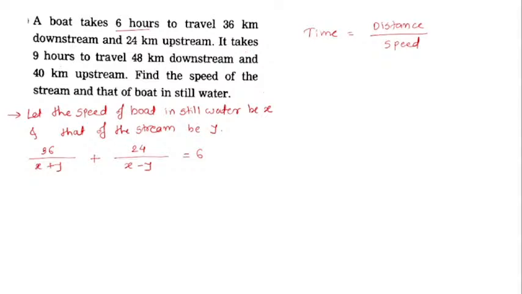आता याच पद्धतीनं आणखी एक दुसरं इक्वेशन तयार करायचं आहे. आता दुसऱ्या वेळेला वेळ दिलाय 9 आवर्स आणि डाऊनस्ट्रीम जाते 48. So it should be now, आता हे पहिल्यासारखंच इक्वेशन आपल्याला तयार करायचं आहे. डाऊनस्ट्रीम आहे याचा अर्थ we have to divide 48 by x plus y plus, आणि अपस्ट्रीम आहे 40 किलोमीटर. So 40 divided by x minus y that is equal to, आणि या सगळ्याला वेळ लागणार आहे 9 तास. 9. So these are the two equations.